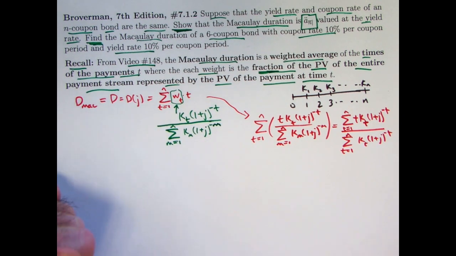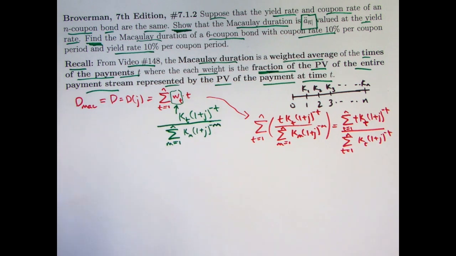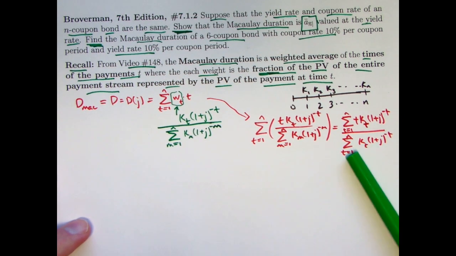Just like with integrals, the index of summation and the variable of integration are just dummy variables. It doesn't matter what you call them. Okay, it's the whole summation or the whole integral that you're focused on. All right, so now that's the formula that you can find in Broverman's book.